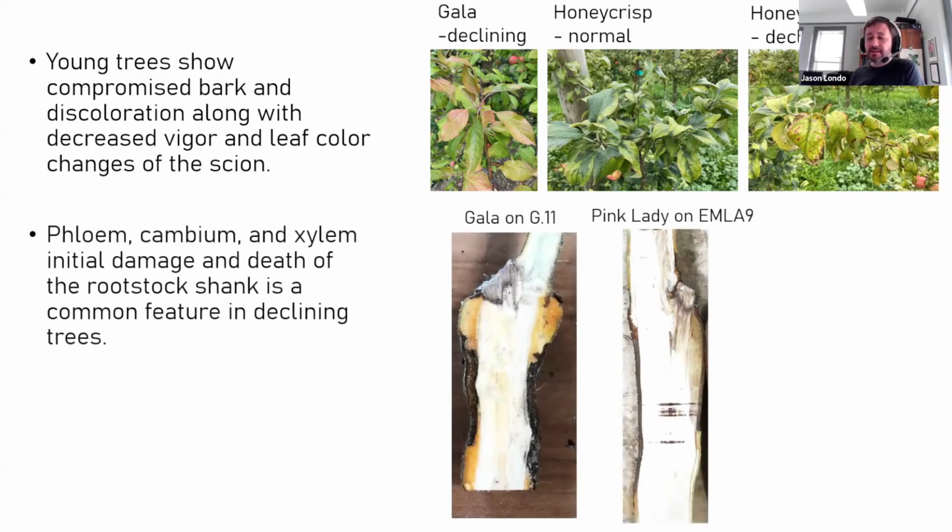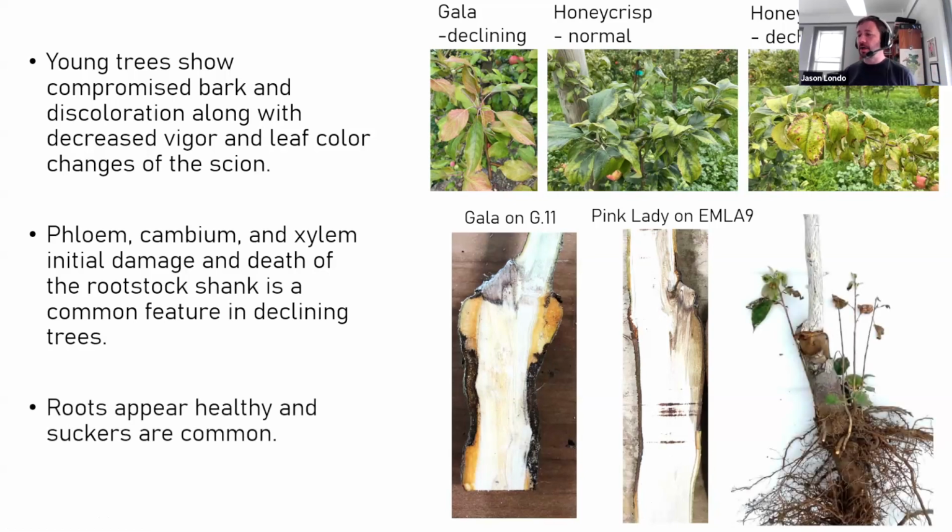With trees that are showing weakness, if we split them in half with a bandsaw and look at young trees, here's Gala on G11, and next to that is a picture of Pink Lady on EMLA 9. What we see is a specific type of damage affecting the vascular tissue. Here you can see the graft union between the scion and the rootstock. You can see the yellow, alive vasculature right at the graft, and then this necrotic zone, and as you get towards the root, the live tissue comes back. You see the same thing over here on the older tree with no real obvious graft necrosis going on. So this looks like something affecting the vascular tissue of the rootstock shank.